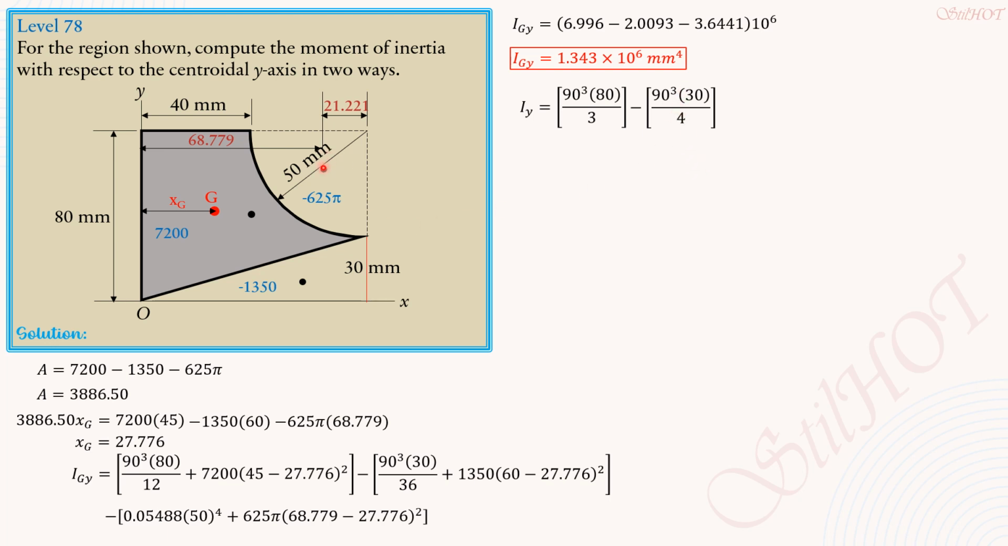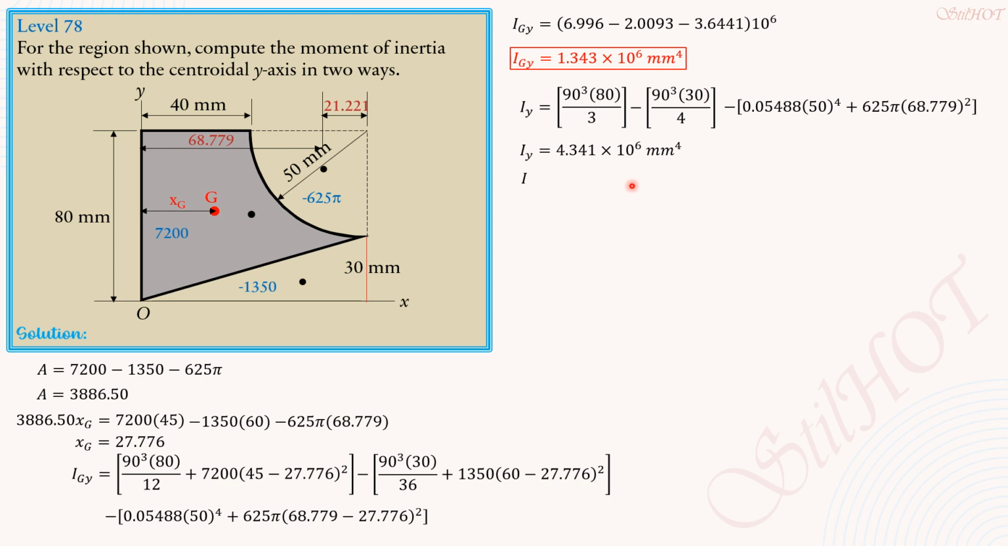Then for this quarter circle, we have to transfer it. So minus 0.05488 times radius to the fourth. So 0.05488 times 50 to the fourth plus 625 pi times 68.779 squared. So it is now transferred to the y-axis. So computing, Iy equals 4.341 times 10 to the 6 mm to the fourth.